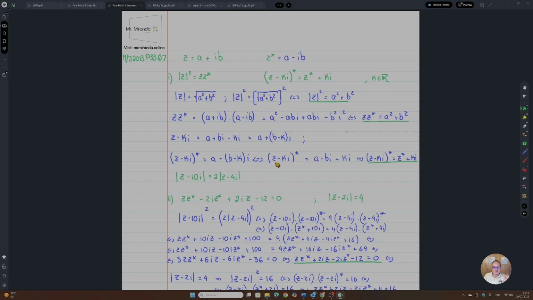So the complex conjugate, let's just expand these brackets. That's a minus bi plus ki. So what is a minus bi? It's z. You can write this as, so minus bi is not z, is z star. So you can write this as z star plus ki, and you have proven the second part.